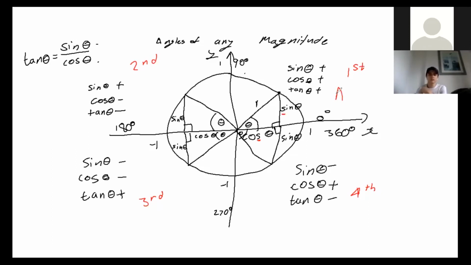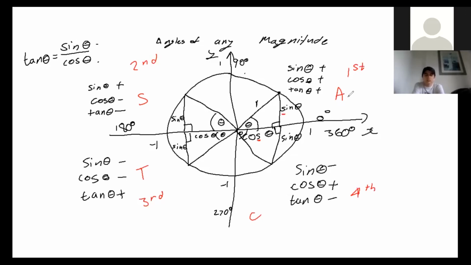So if I write an A here, an S here, a T here, and a C here. So in this quadrant, all of them are positive, right? Yeah. In this quadrant, only my sine is positive, so I write an S. And in this quadrant, only my tan is positive, so I write a T. And in this one, it's only cos, so I write a C.